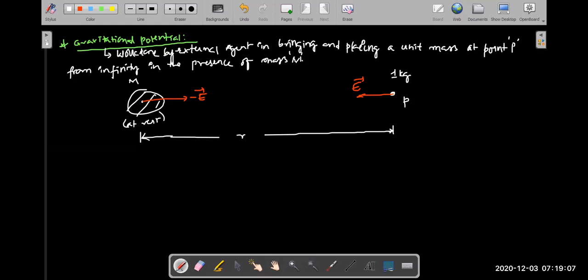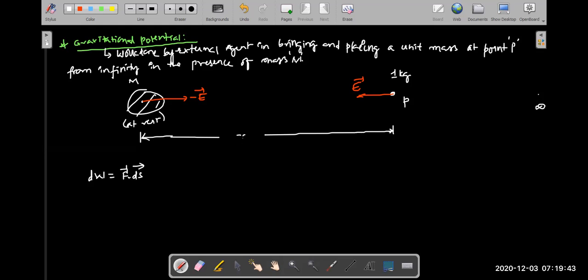That means work done in bringing 1 kilo of mass from infinity. Let's assume that this was infinity. From infinity you are bringing it and placing it over here. So this is the idea. Now for this, we know that work done by external agent per unit mass, the small work done, will be F bar dot ds bar.